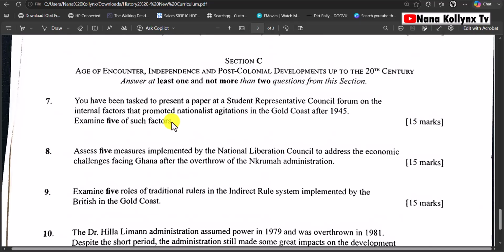Good. 8. Assess 5 measures implemented by the National Liberation Council to address the economic challenges facing Ghana after the overthrow of the Nkrumah administration. 9. Examine 5 roles of traditional rulers in the indirect rule system implemented by the British in the Gold Coast.